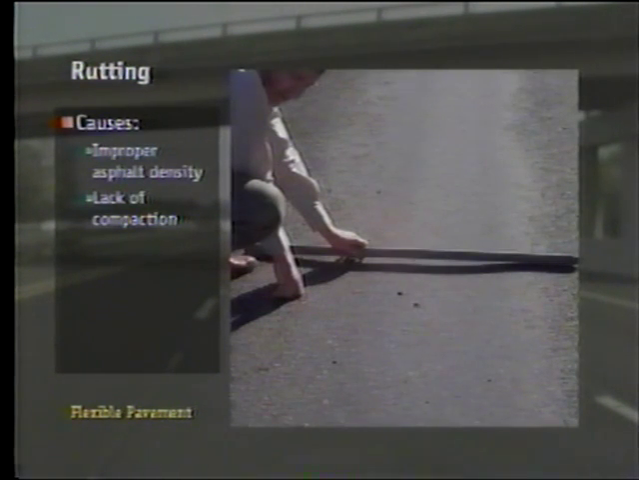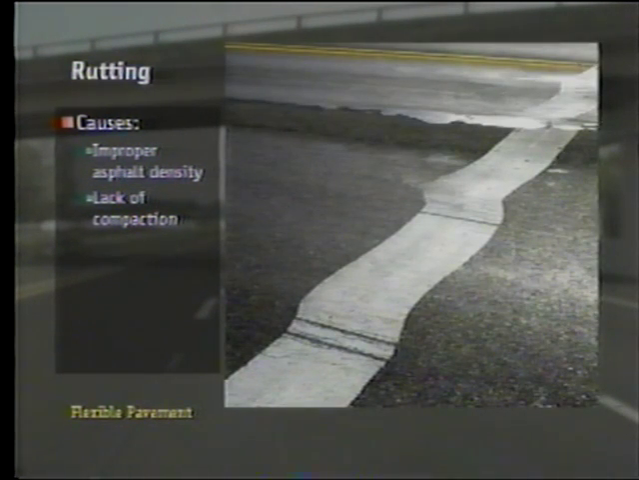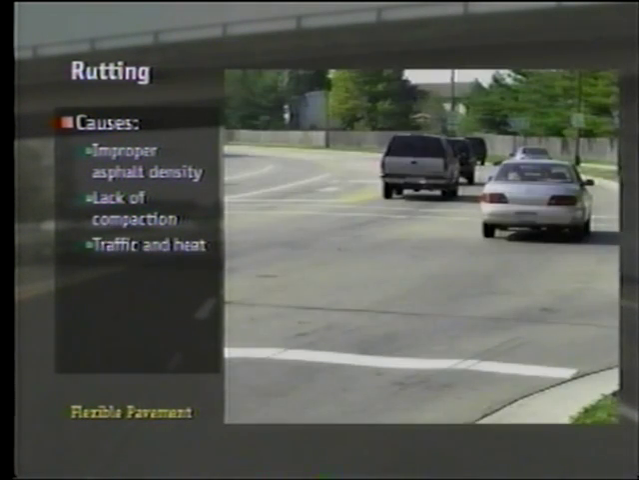Rutting is caused by improper asphalt density or lack of compaction. Lack of stone on stone contact allows aggregates to float in the asphalt. As the sun heats the asphalt, traffic pushes aggregates around, resulting in common ruts.